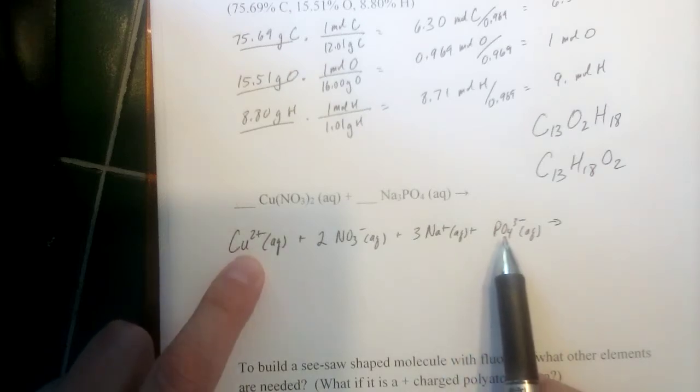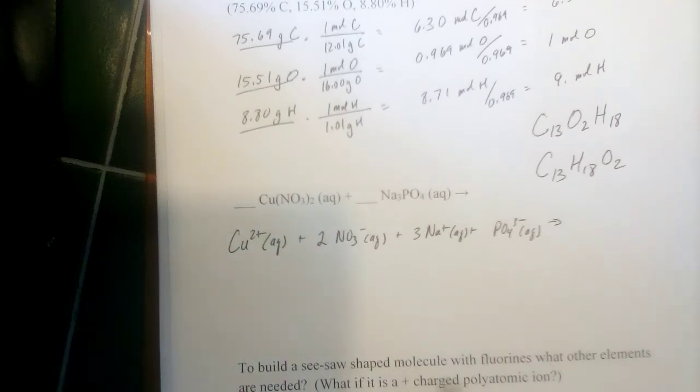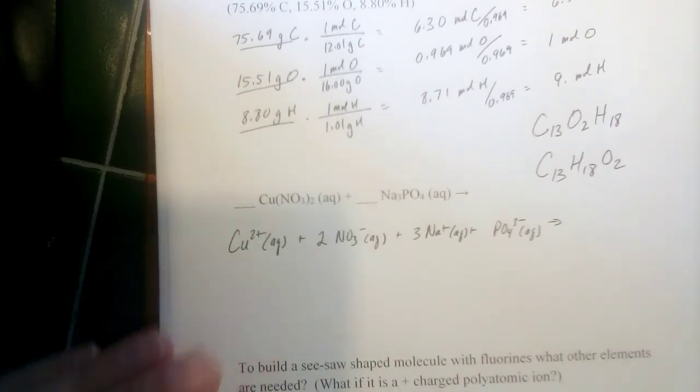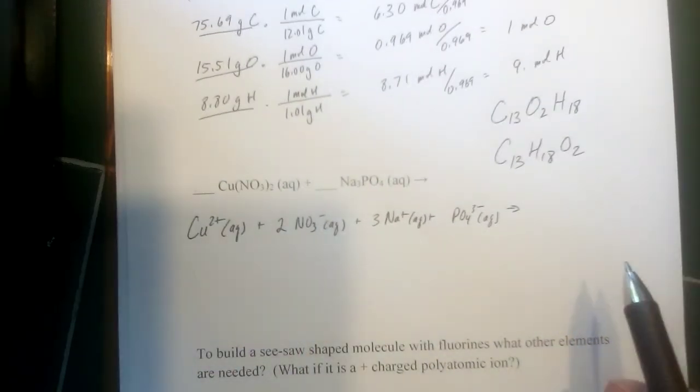So copper phosphate, when these ions connect in solution, they are going to link up. They're going to make a solid. That solid is going to precipitate, fall out of solution, and that means we should indicate it as a solid on the product side of the equation, right?